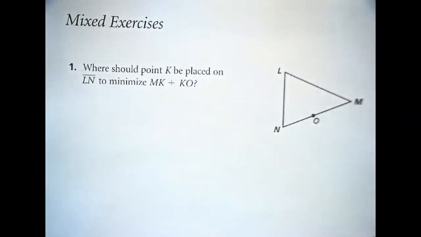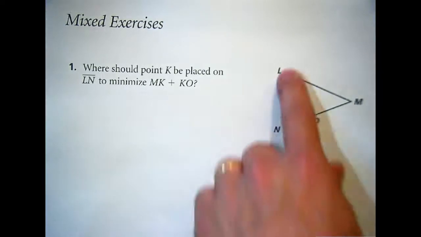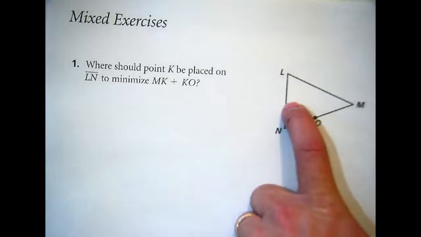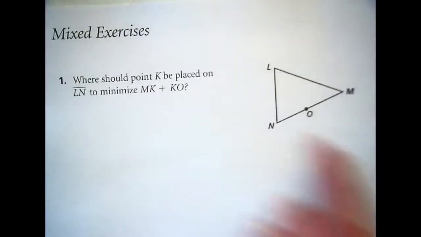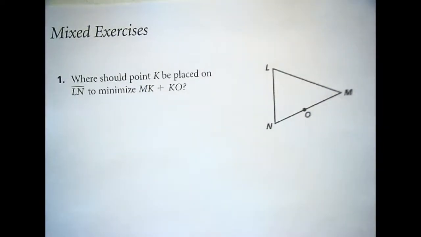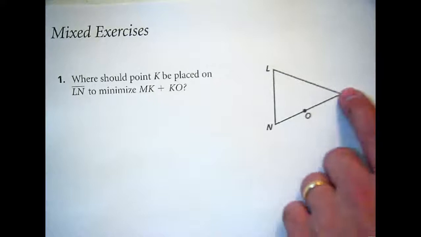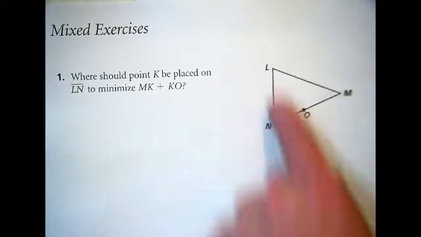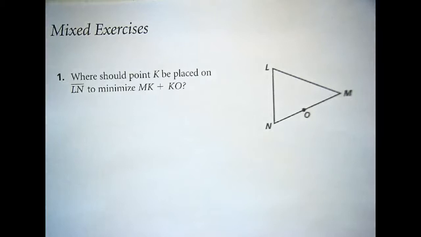Let's apply that concept into a different figure here. Number one on the mixed side: where should point K be placed on LN so that MK plus KO is minimized? So you've got to think, you're going from M to K to O. Where are you going to put a point on that line? Work with your group.